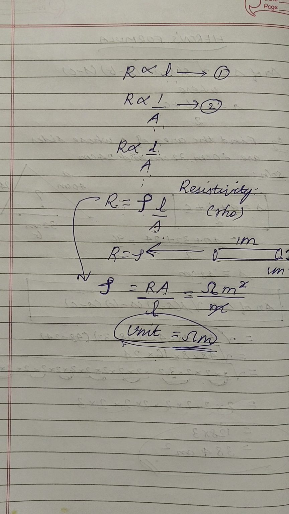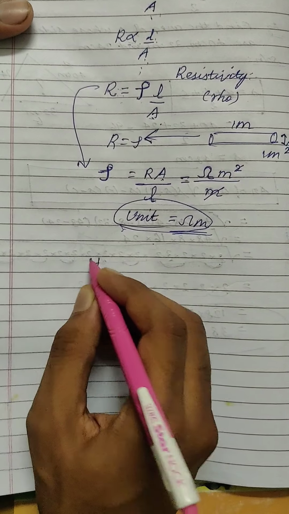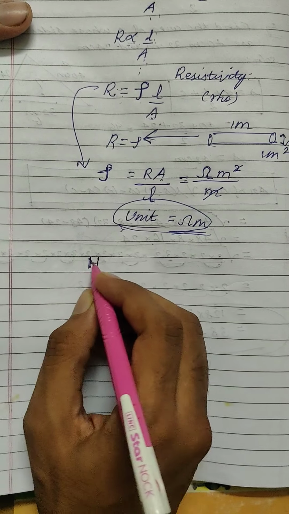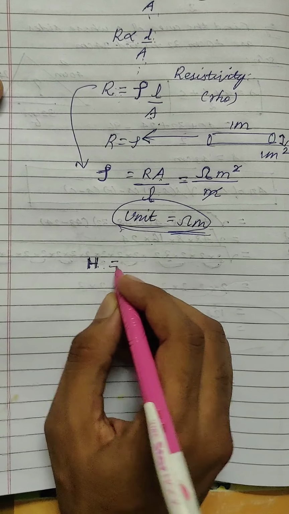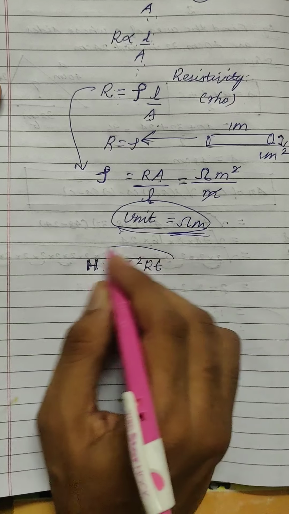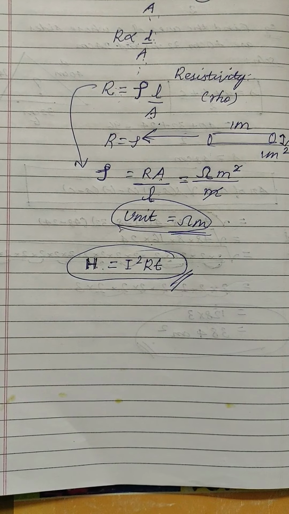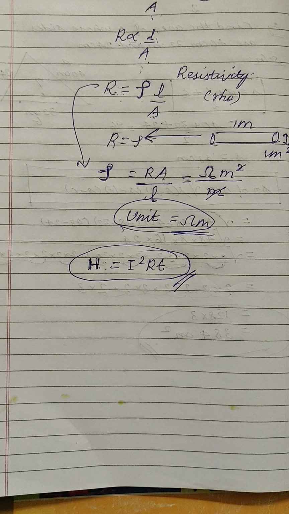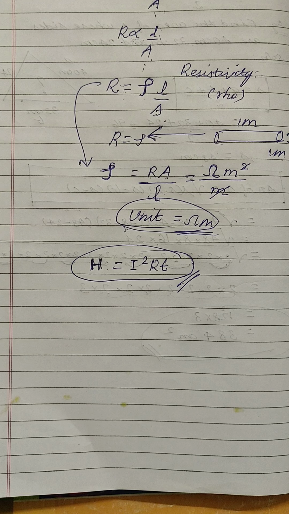So what is heating effect? Heat is represented as capital H. It is nothing but an energy. So heat is equal to I square RT. How are we getting this? Heat is equal to I square RT, where I means current, R means resistance, and T means time. This I'll explain in another video.